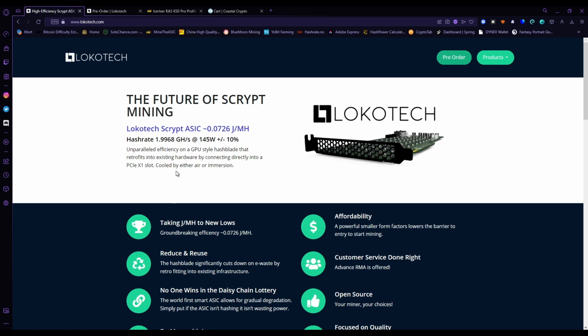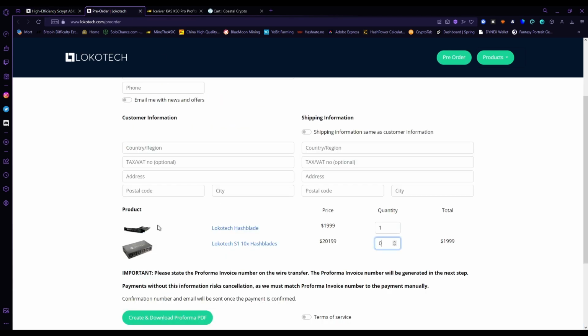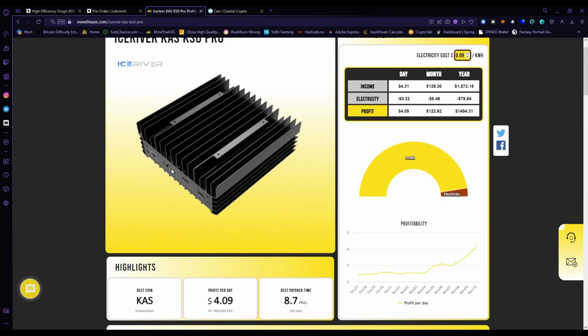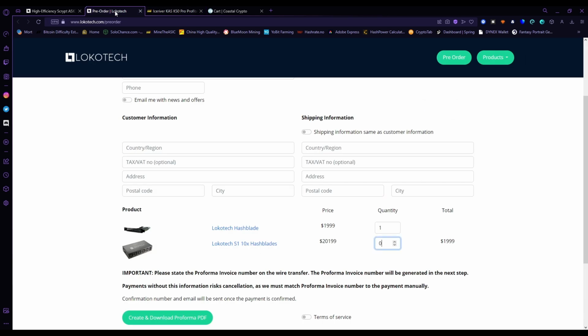And it is cooled by either air or immersion. It doesn't have its own cooling from what it looks like either. You have to cool it. So there's going to be a lot more that goes into this than you may think, than just buying the hash blade. As for if you were to get the KS0, it's ready to plug and play. This could state it's plug and play, but not necessarily unless you have something to cool it, something to plug it into, yada yada yada.